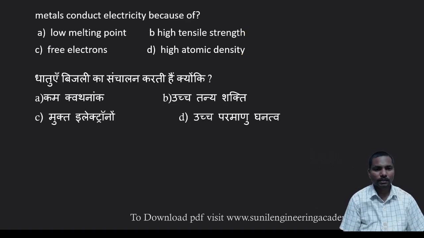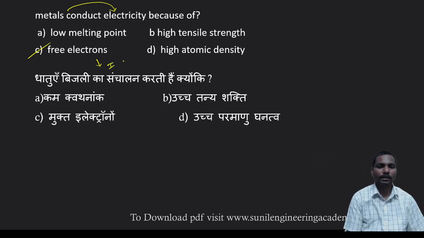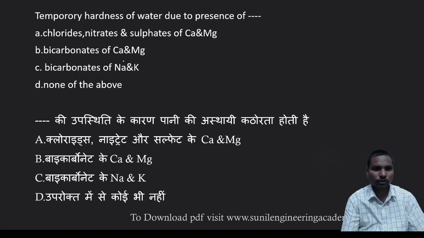Metals conduct electricity because of dash. Why do metals conduct electricity? Because they have free electrons. Whenever there are free electrons, there is a chance of movement. Movement of free electrons is nothing but what we call current. Correct? Coming to the next question.